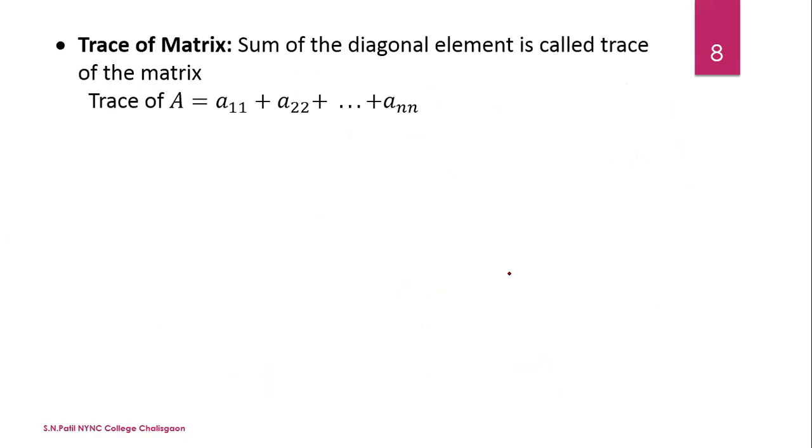The sum of the diagonal elements is called the trace of the matrix. It will be helpful when we discuss eigenvalues and eigenvectors. For example, suppose A is equal to [3 0; 5 7]. Then the trace of this matrix is the sum of the diagonal elements, that is, 3 plus 7 is equal to 10.